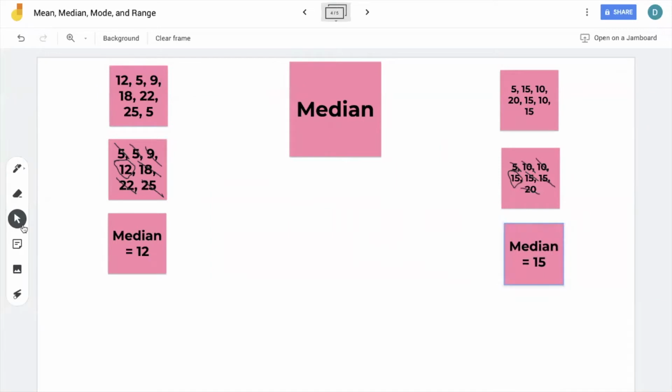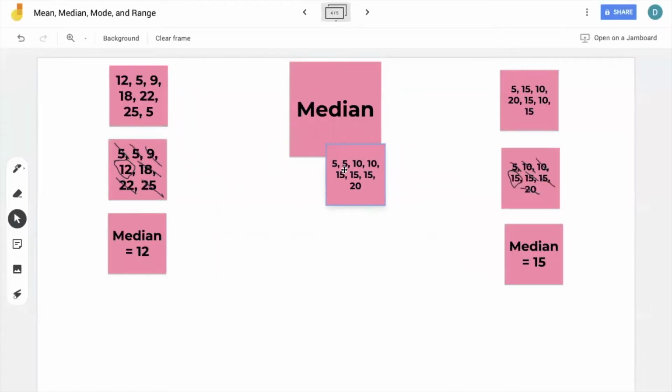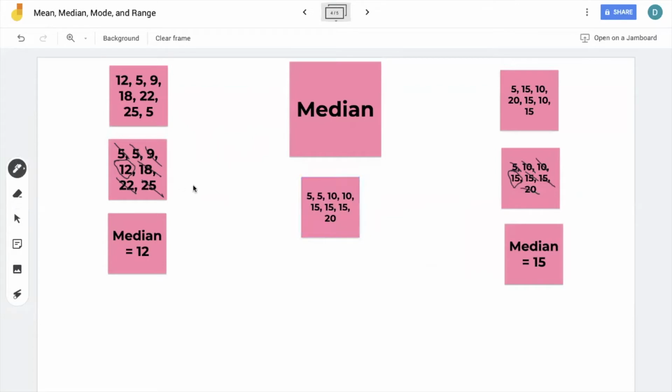Now, what happens if we have, let's say, 8 values? So I will quickly throw together another set here that is similar to the one we just did, but I've added another 5 onto it. What happens if we try to find the median of this set? Well, let's see. 5 and 20, we cross out, and then we cross out 5 and 15, 10 and 15, and we're left with 10 and 15.